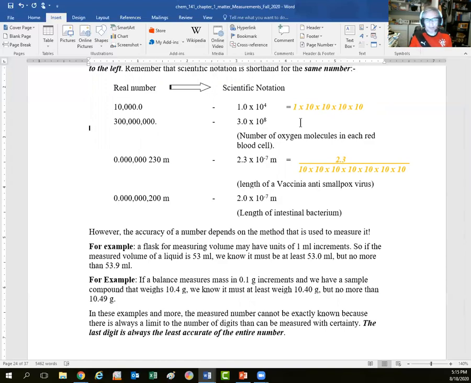You get the idea. We can even use scientific notation to express really small numbers. Again, imagine the real number as a number between 1 and 10. So the decimal point here would have to move 1, 2, 3, 4, 5, 6, 7 times to the right.